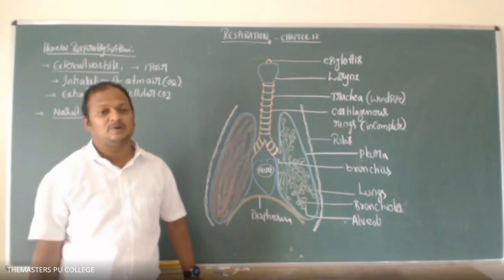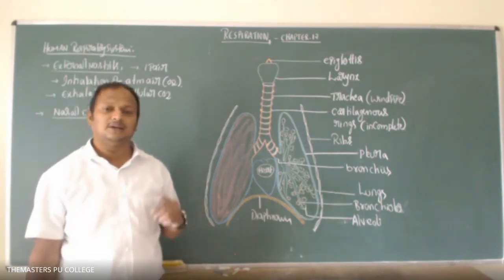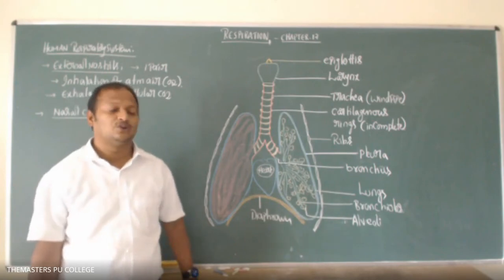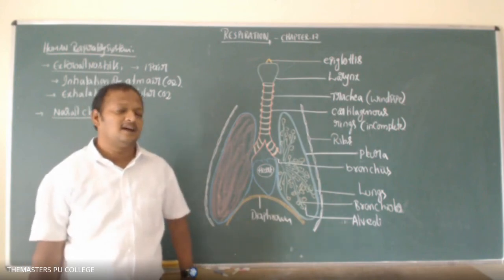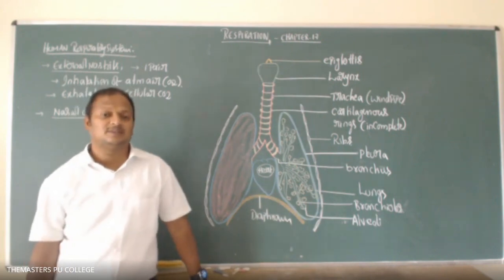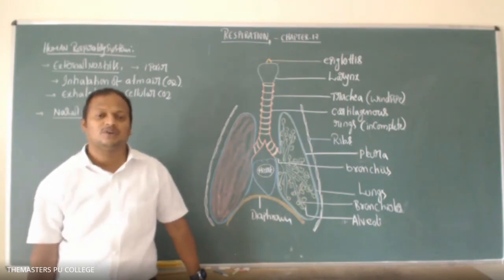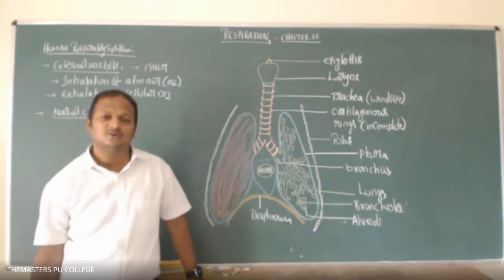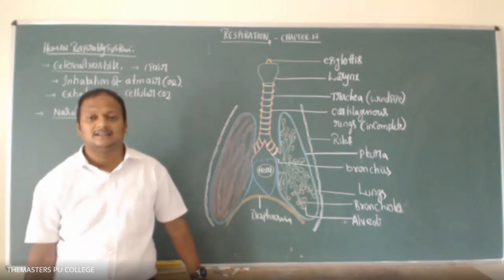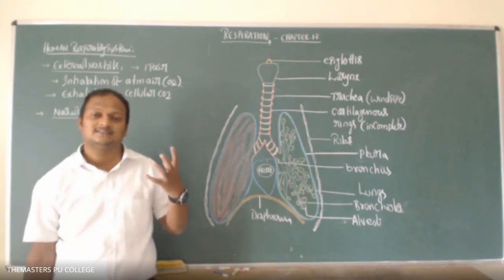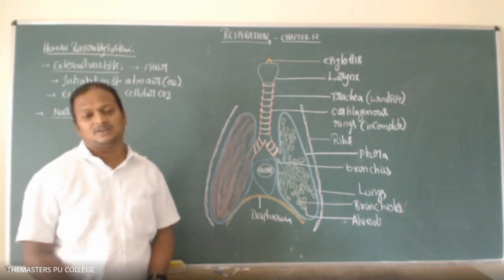So dust particles are filtered, and whatever air we are inhaling is converted into our body temperature. So the air is humidified in the region of the nasal chamber. This is a natural air conditioning system present in our body. Why do we use AC? Because when the outside temperature is high, we can keep the room temperature low, and when the outside temperature is low, we can keep the room temperature high. Like that, a natural air conditioning system is present in our nasal chamber. Right, students?